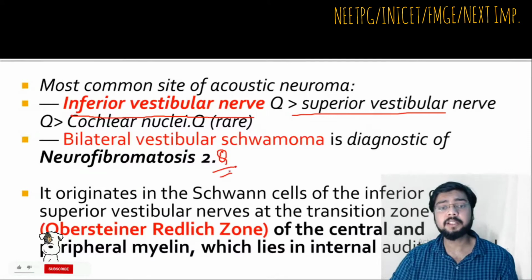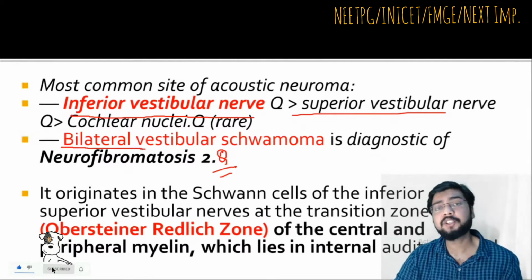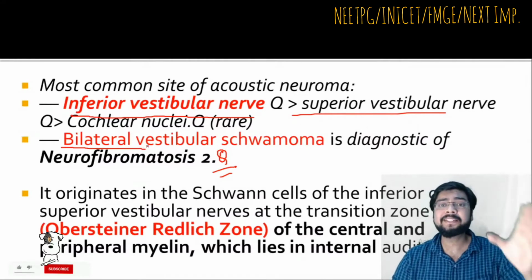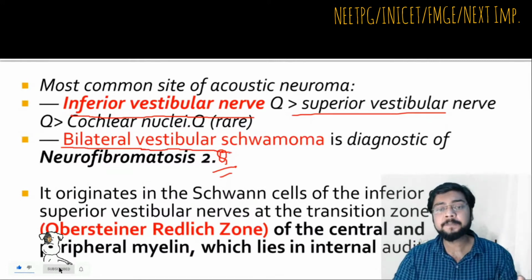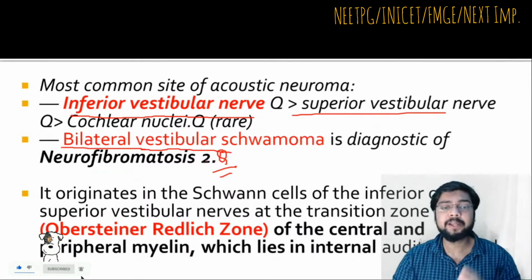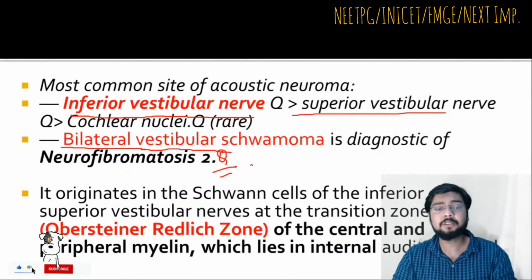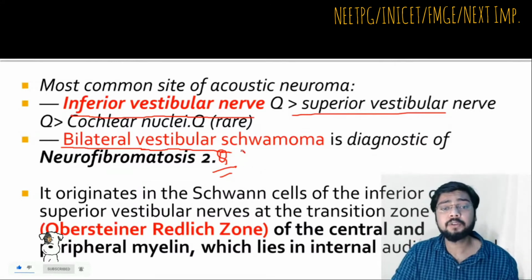Again, in future, they can ask about neurofibromatosis type 2. Why? Because this time they said bilateral sensorineural hearing loss. If you observe, vestibular schwannoma is mostly a unilateral tumor, but if it is bilateral, then you should suspect neurofibromatosis type 2, right? So bilateral vestibular schwannoma is one of the diagnostic criteria of neurofibromatosis type 2.